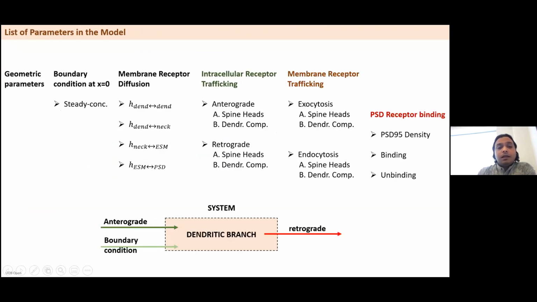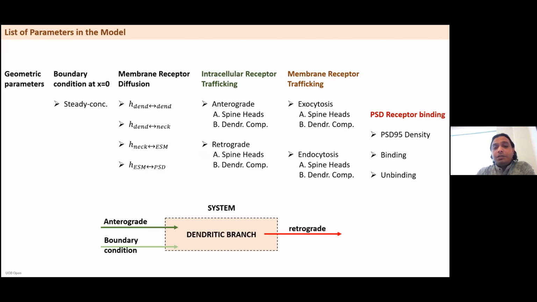And this model works on a list of parameters, where there are geometric parameters which define the shape and size of the compartments. Then we define a boundary condition at the initial starting point of the daughter branch, where we are considering a steady concentration boundary condition. And then we have hopping factors, which define the exchange of the receptors between the different compartments through AMPA receptor diffusion in the membrane.